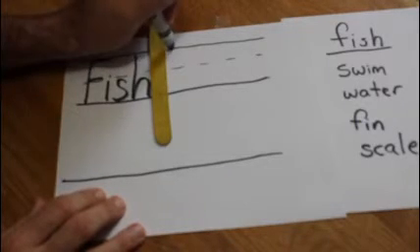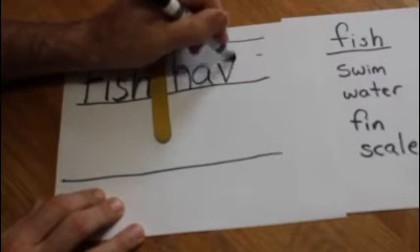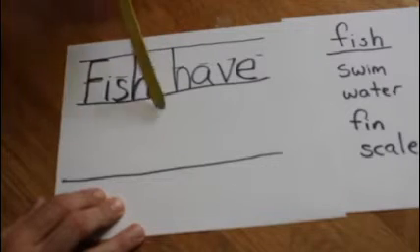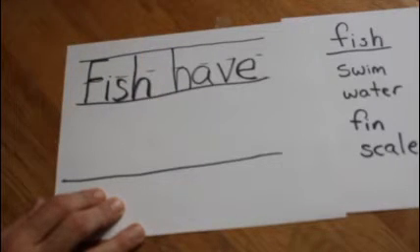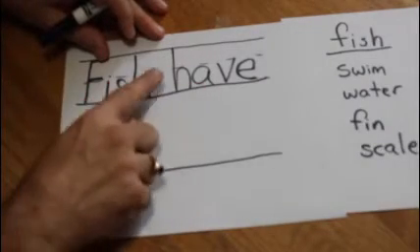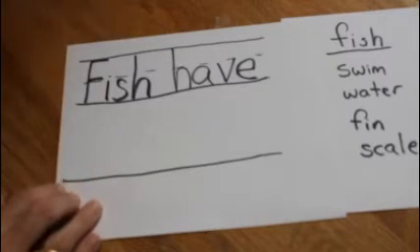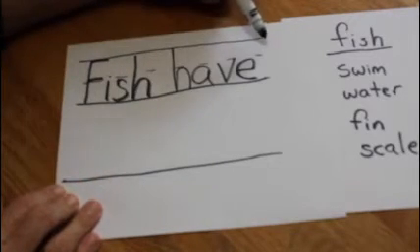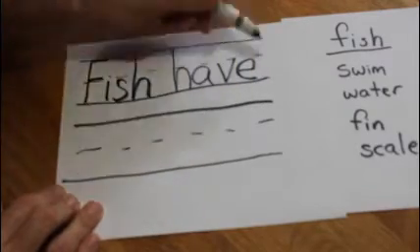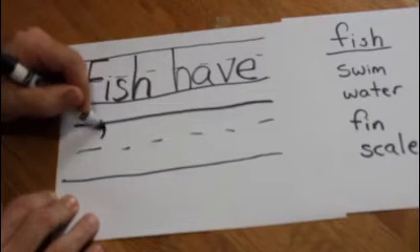Fish have. Good. Fish have. Now that spacer's moved and look, there's a nice space right there. Your brain's going to start knowing when to put spaces in and you'll just start not using a finger or a spacer anymore. It's just natural. Fish have, I have no more room here. So I'm going to come down to my next line, come down and back to the beginning, and fish have fins.